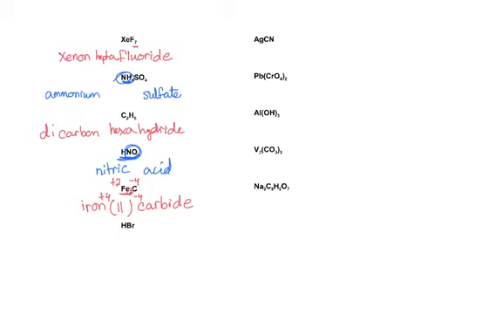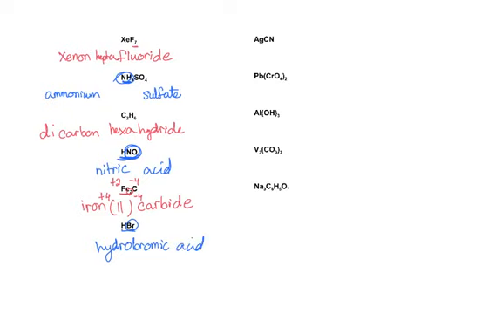Next one's an acid. It starts with an H. So you look at this. This is bromide. So -ide becomes hydro-ic acid. So this is hydrobromic acid.